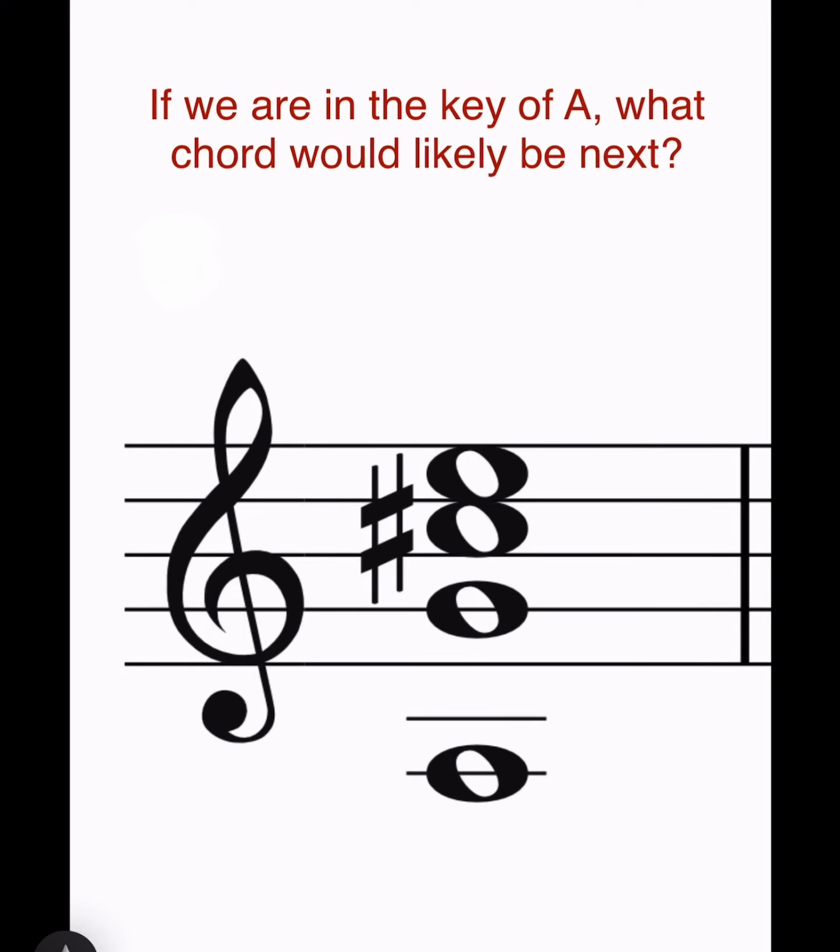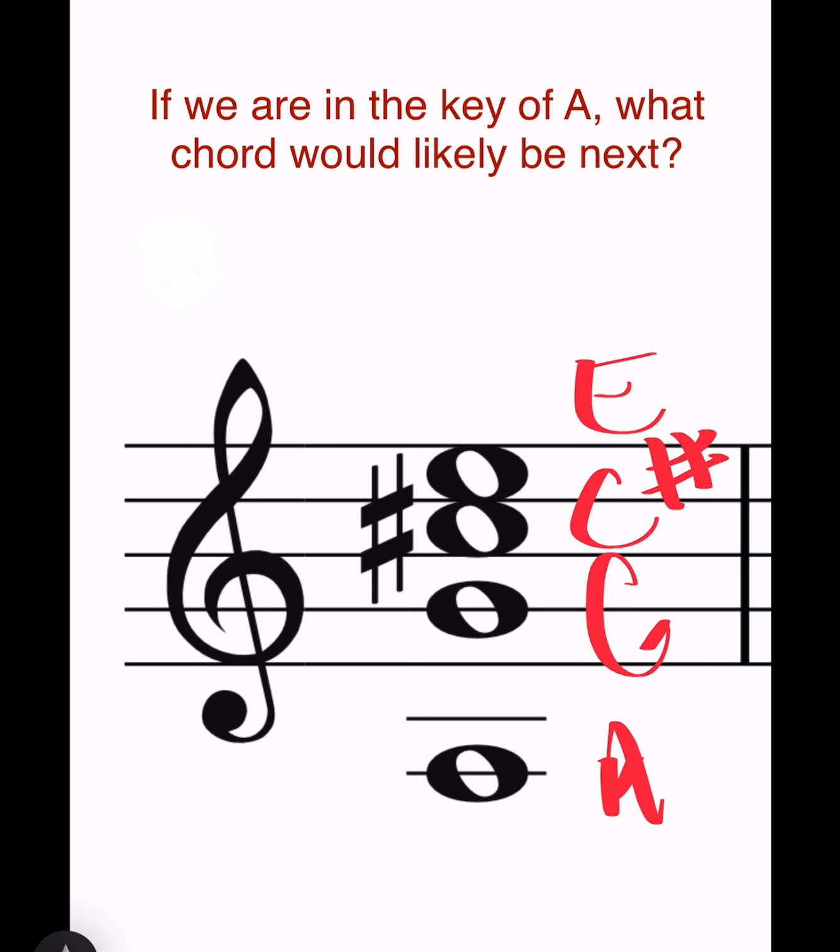If we are in the key of A, what chord would likely be next? Here's what's written from low to high. And together you get this sound. All right, so what do we have going on here? The notes from low to high are A, G, C sharp, then on top we have an E.